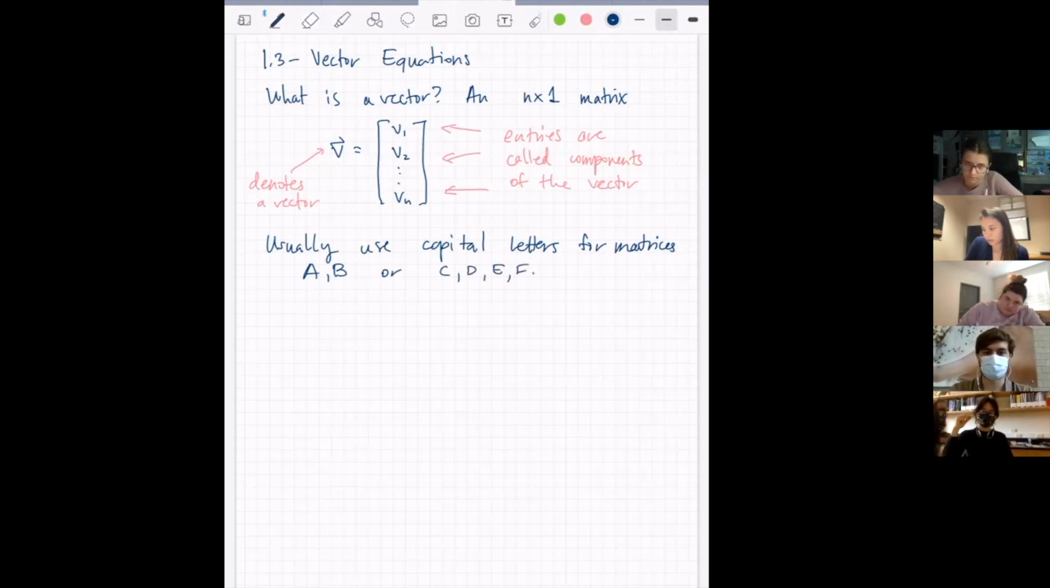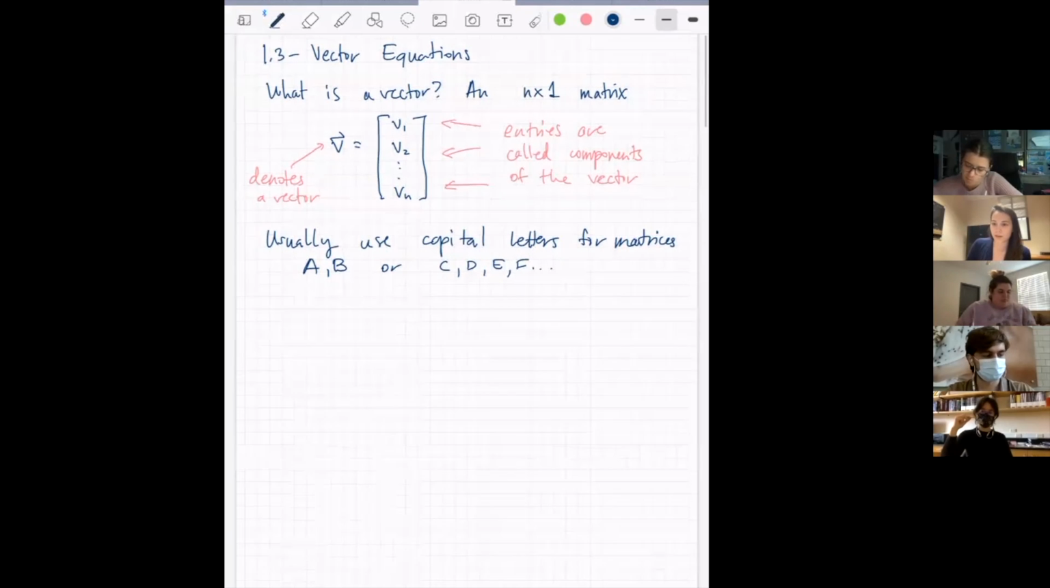C, D, E, F, and so on. But we try to stick to A and B. Those are standard letters to use for matrices, and we can use other capital letters as well. Okay.